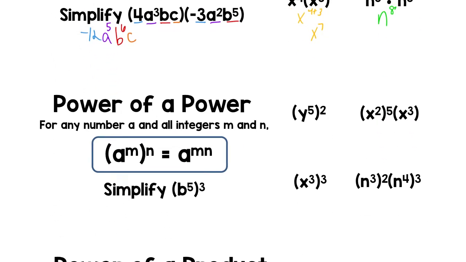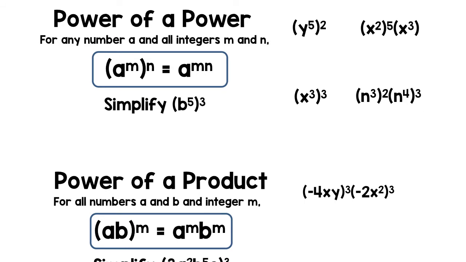Now we have power of a power. If we have a number a and all integers m and n, if we have a to the m power to the n power, then we multiply those exponents. So if we have y to the 5th squared, that's y to the 5 times 2. That's y to the 10th. X squared to the 5th is x to the 10th times x cubed. Well, now we're going to add, because we're multiplying bases again. That's x to the 13th.